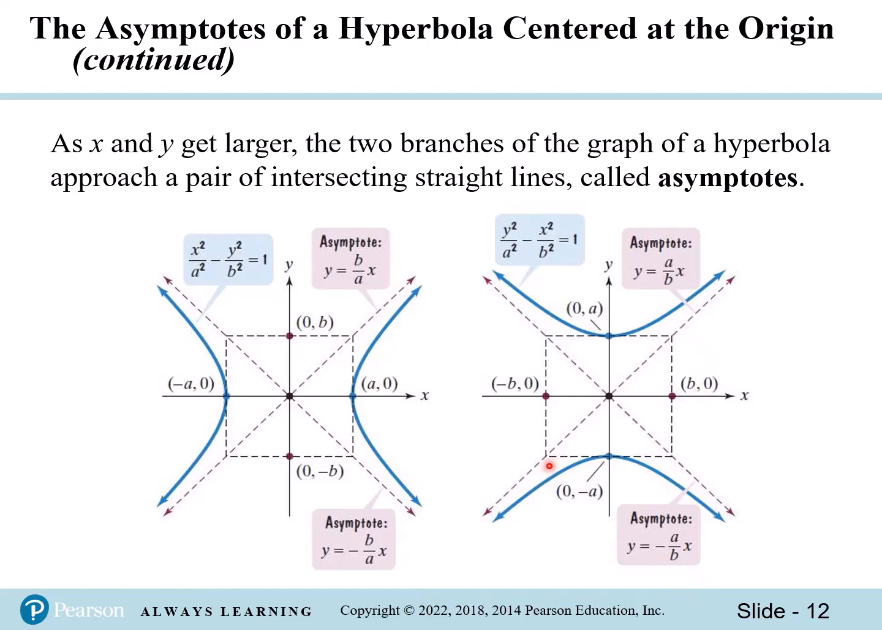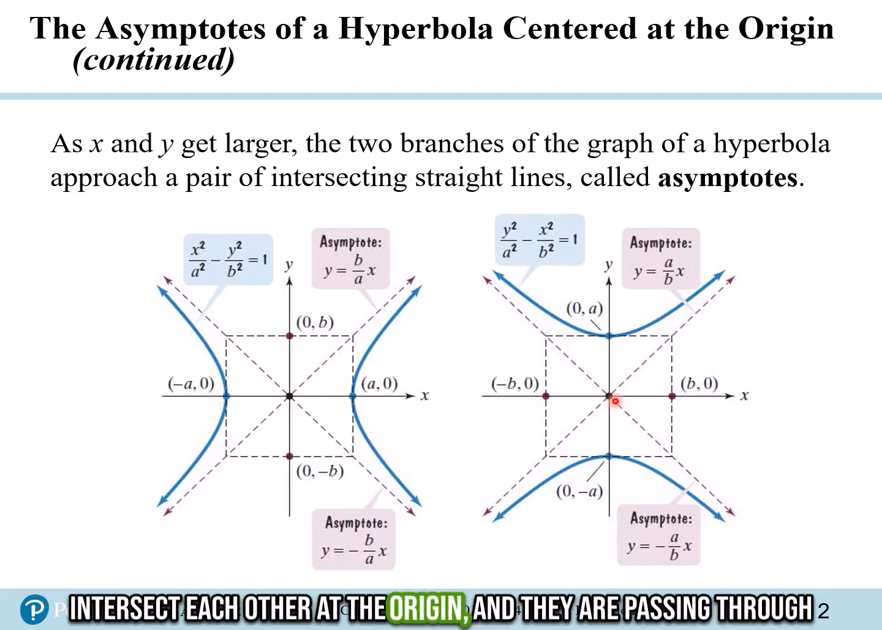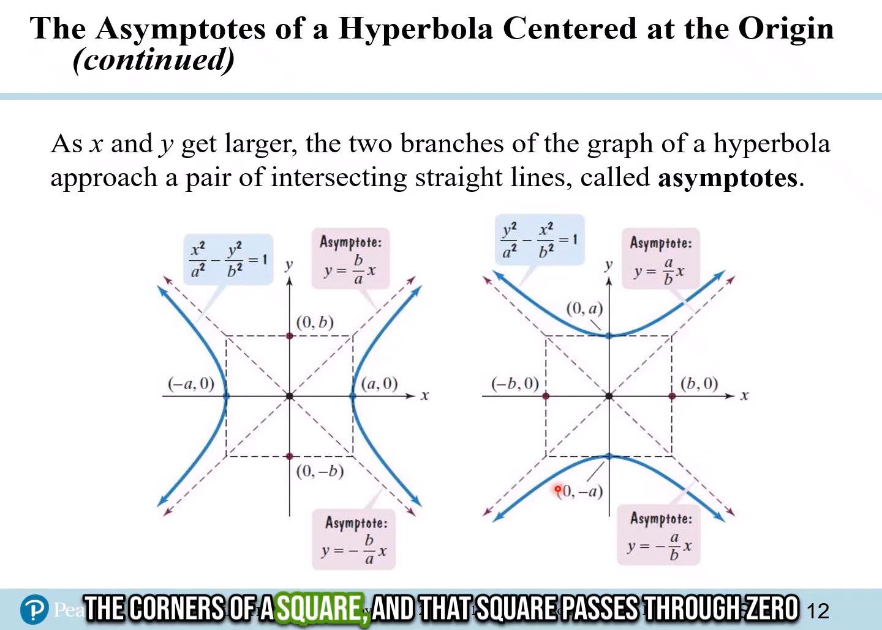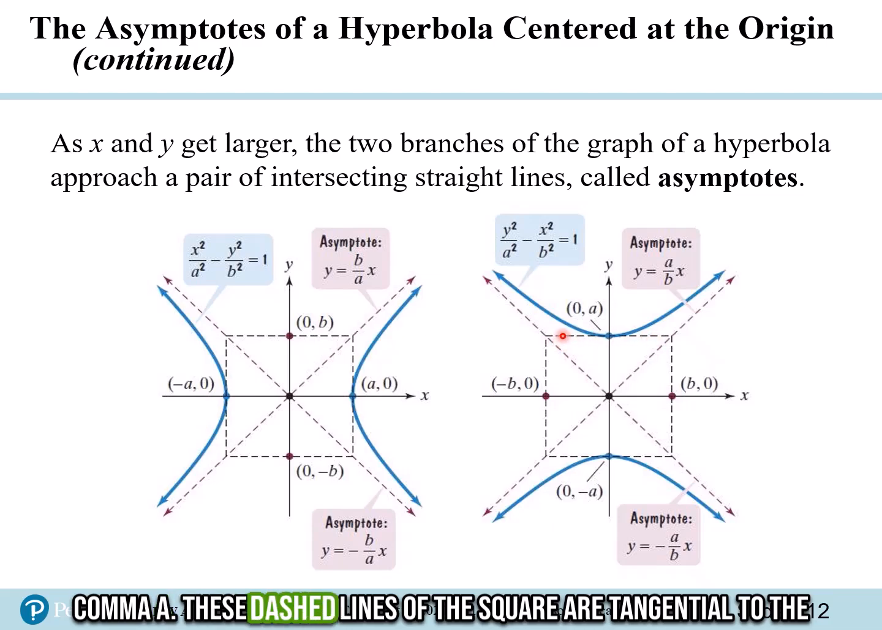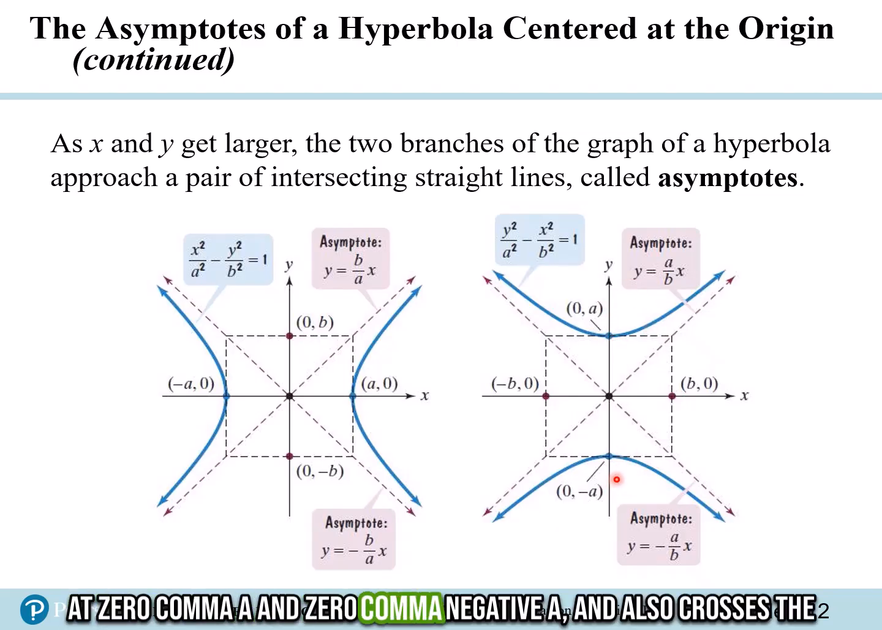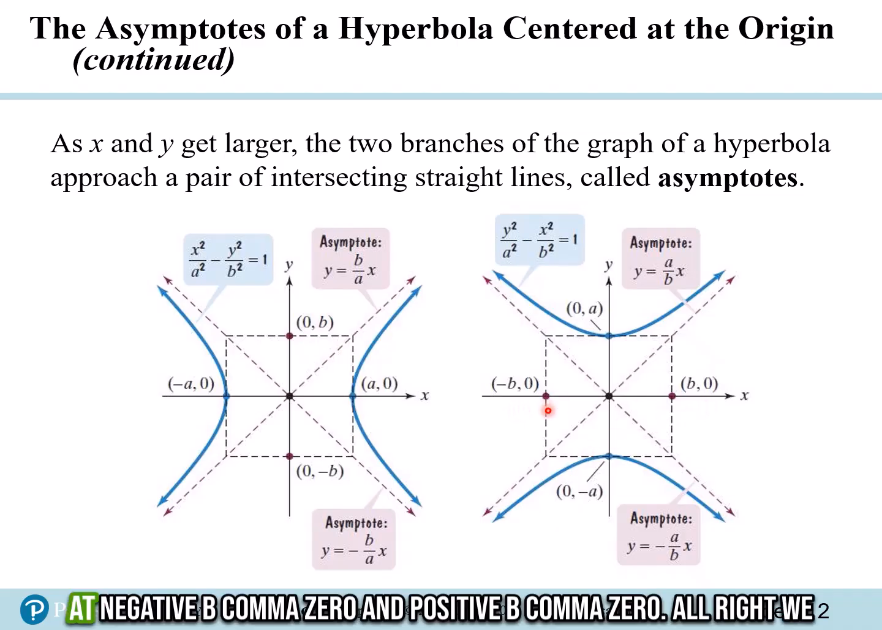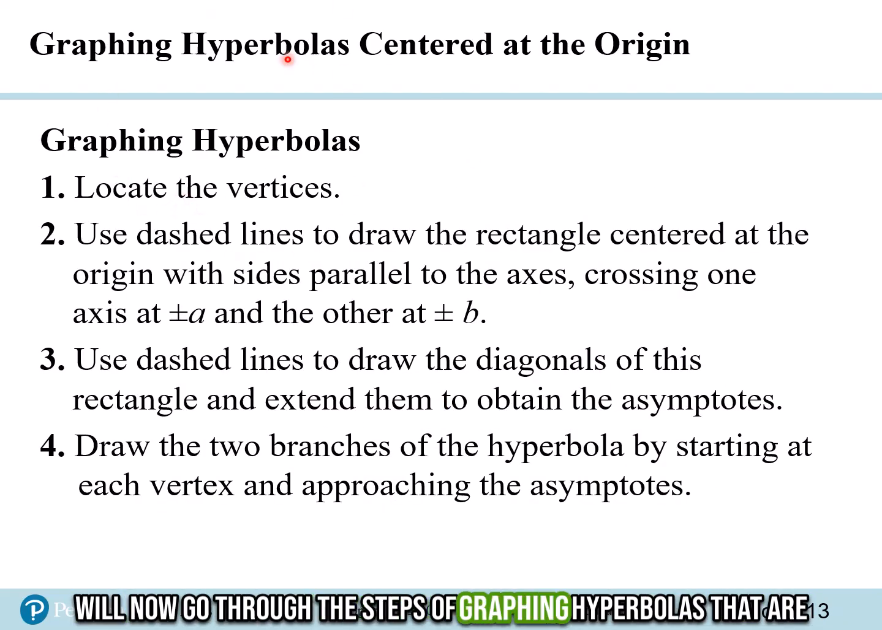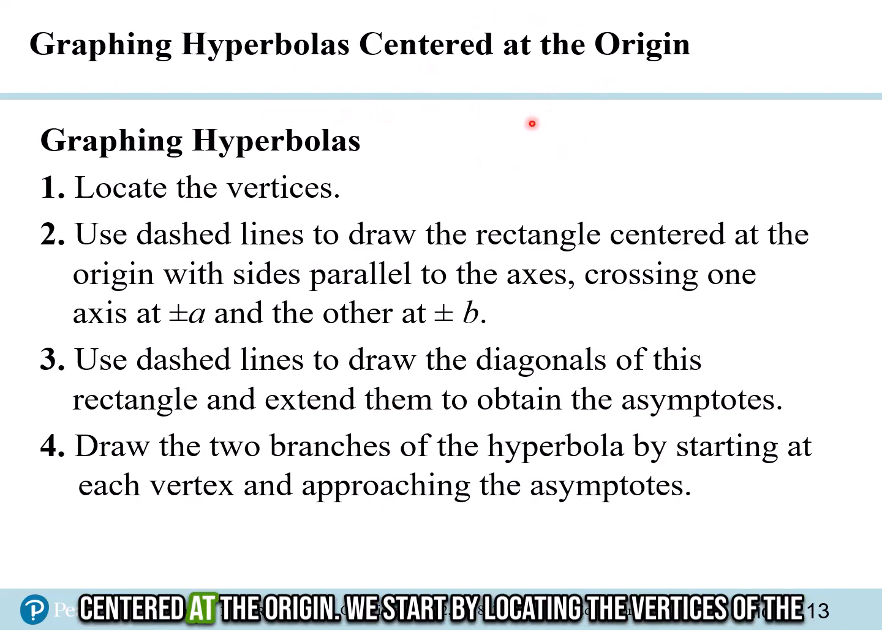Again, the asymptotes intersect each other at the origin, and they are passing through the corners of a square, and that square passes through 0, comma a. These dashed lines of the square are tangential to the hyperbola at 0, comma a and 0, comma negative a, and also cross the x-axis at negative b, comma 0 and positive b, comma 0. All right? We will now go through the steps of graphing hyperbolas that are centered at the origin.